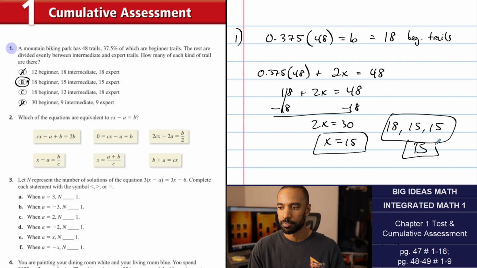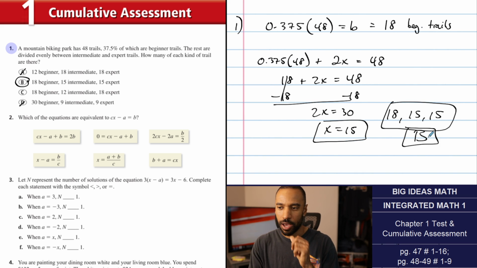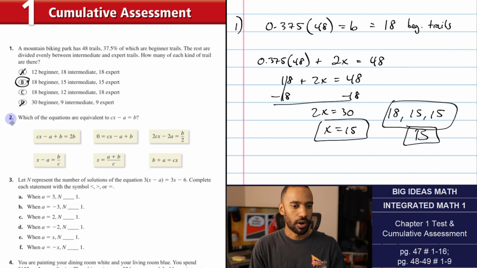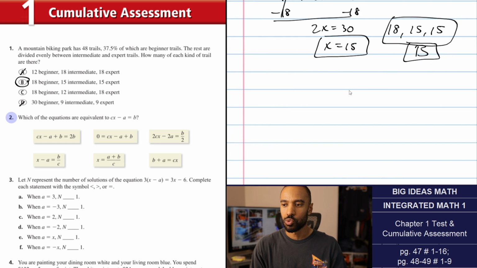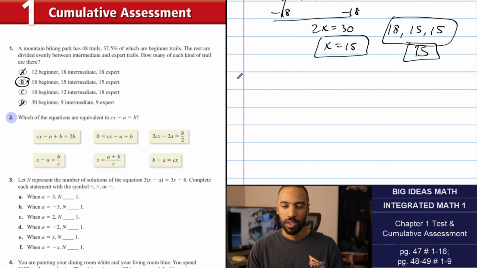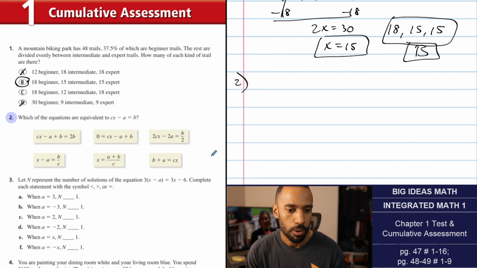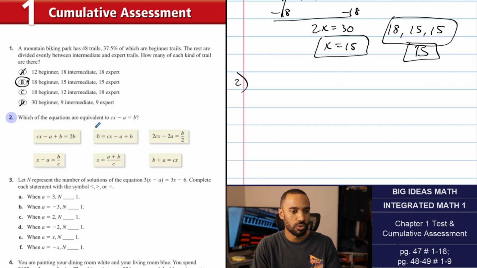The option is B. So it's a workaround, right? You can mix and match in multiple choice, but ultimately you can also do it yourself if you know what you're doing. Okay, number 2. Which of the equations are equivalent to CX minus A equals B? So this is one where we have to probably look at each individual one. It's not just do things to this one and figure it out, but they might do some more with it.